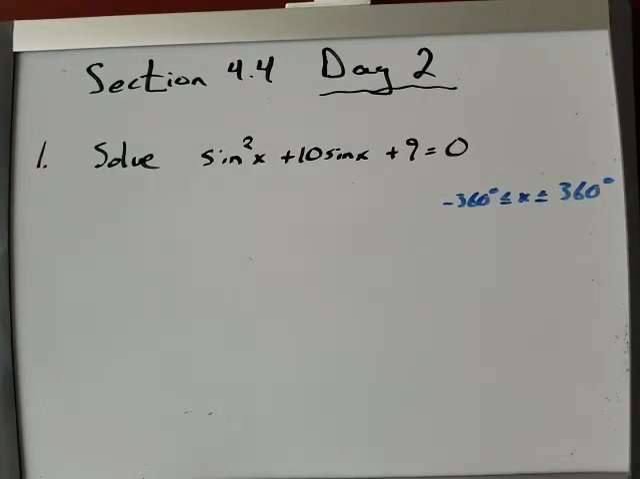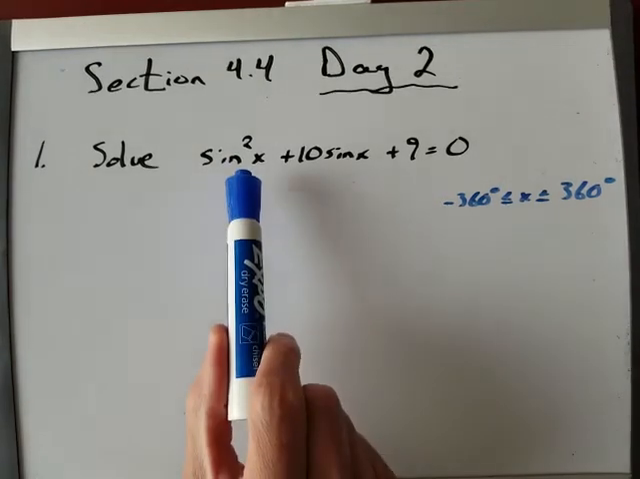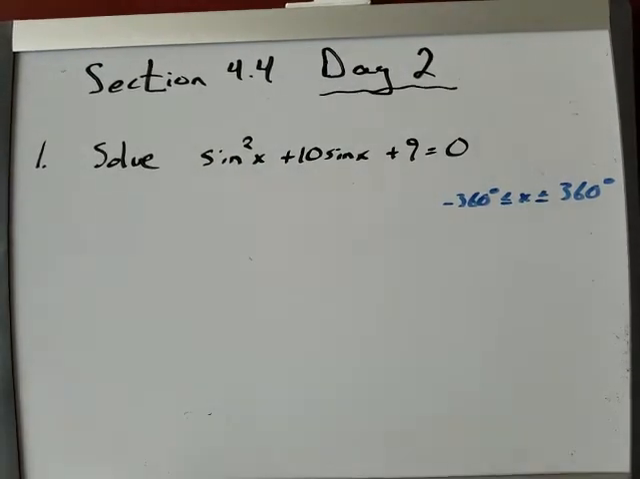Section 4.4, day 2, which also happens to be our last day of chapter 4, continues working with the unit circle, continues solving trigonometric equations. A couple new things today, but big picture not new. I'm going to use the variable x instead of theta. Hopefully you guys have figured out it doesn't matter what symbol you use for the angle you were trying to find.